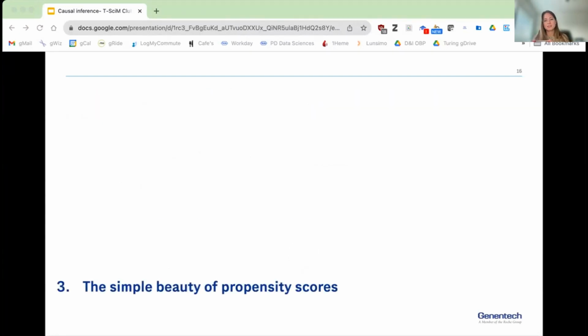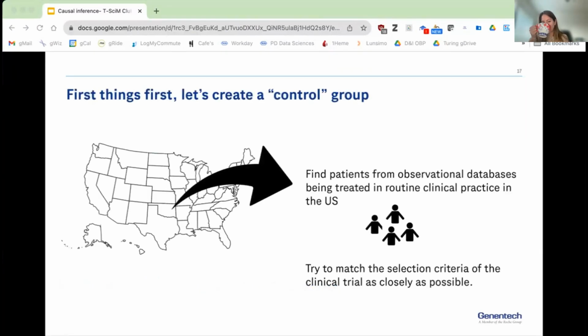So now I'll introduce the method that helps us move towards understanding the causal effect of this drug. Okay, so first things first, we need a control group. So let's create one. What we can do is use observational data sources like health registries and electronic health records to identify patients with the disease who are similar to patients in the trial.